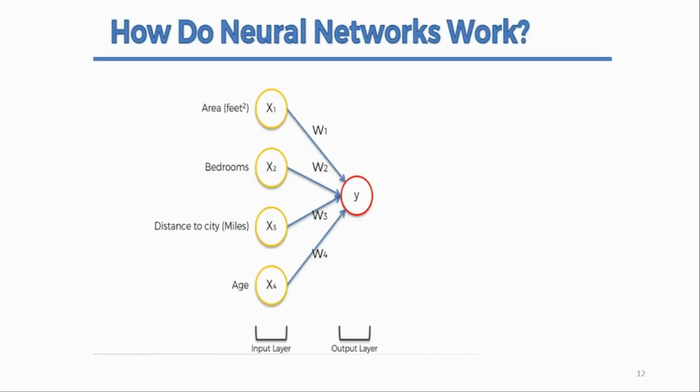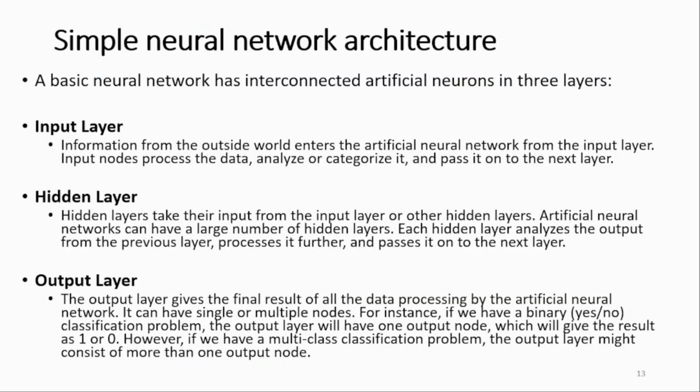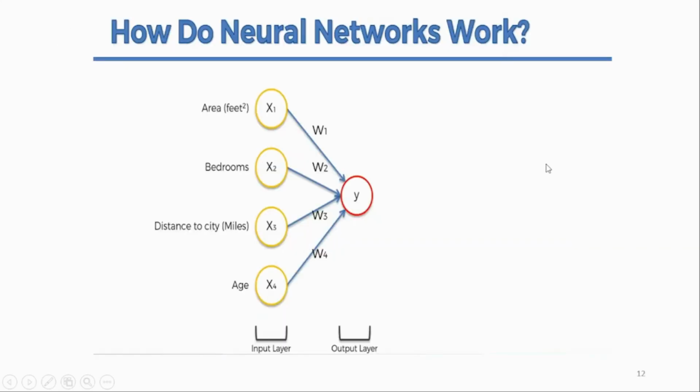Before hidden layers, these are just the introductions, as we discussed in the first lectures, that several layers may be there. Input layer: information from the outside world enters the artificial neural network from the input layer. Input nodes process the data, analyze or categorize it, and pass it on to the next layer. Obviously, this information comes from the outside world.